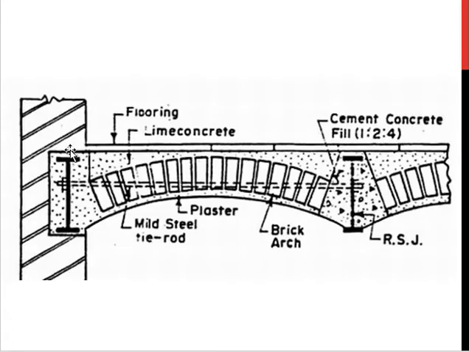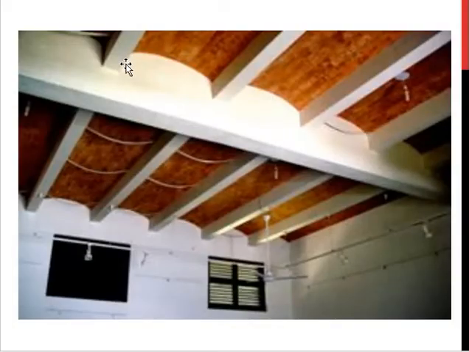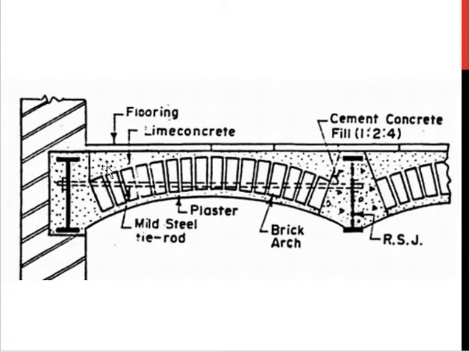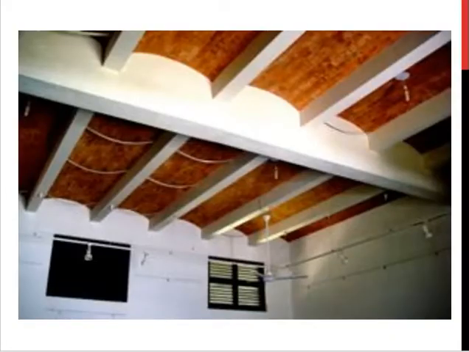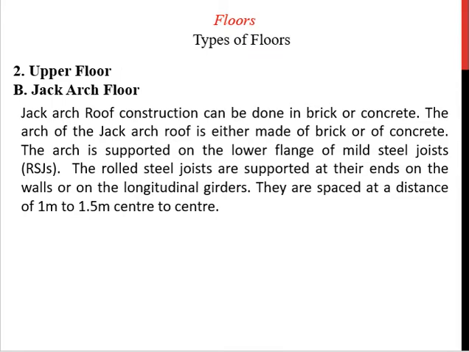This is the arch that I was talking about. This is the material over there. Similarly, this is the arch, and this is the plaster and the bricks that have been provided, and these are the jacks that have been provided over there, that is rolled steel joist. This is the concrete material, this is the arch bridge, and this is one of the steel rods that has been placed in this. So if such a structure is found in any building, then that will come under the jack arch type of floor.